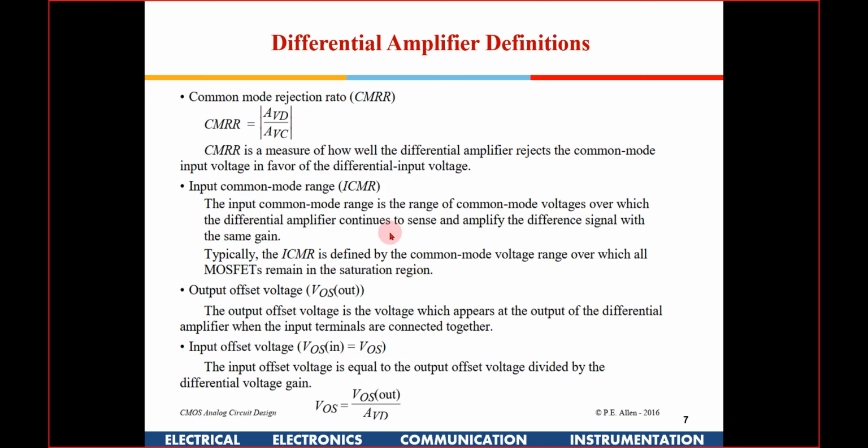We'll see why that happens, but for the time being we just define this as the input common mode range over which the differential amplifier continues to sense and amplify the differential signal with the same gain. Beyond that, the gain will reduce, non-linearities will set in, and there will be certain issues. I'll show a simulation of this also towards the end of the class.